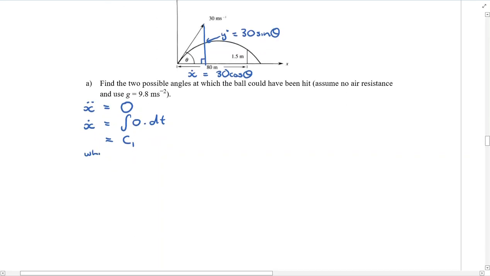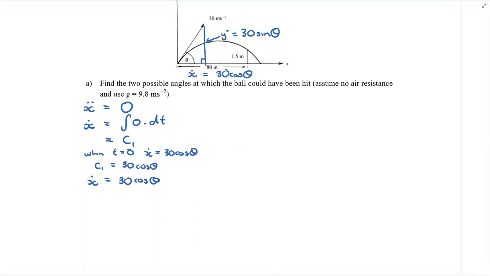So we always consider when time is equal to 0. When time is equal to 0, or at the very start, what is my velocity? It's 30 cos theta, right? So there's no time to substitute in. I get that C1 is equal to 30 cos theta, which means my equation for velocity, no surprises here, is 30 cos theta. Because we know it's constant the whole way through, it's kind of obvious, but as I told you last week, we have to be able to derive these equations.